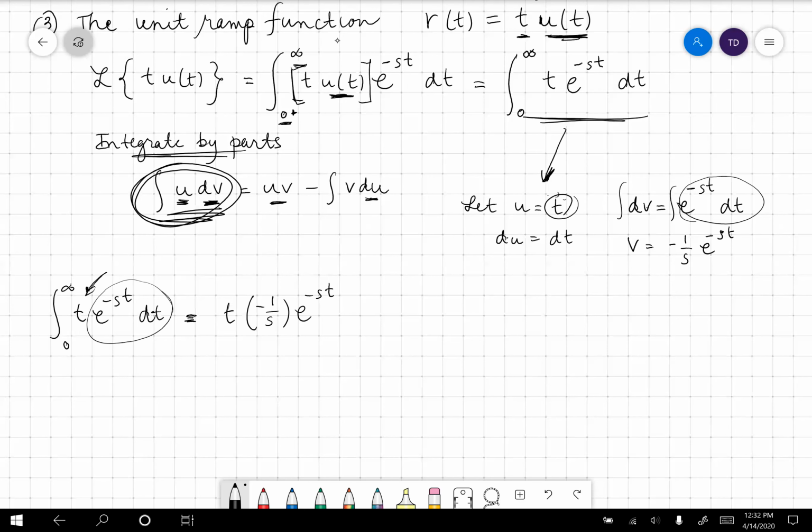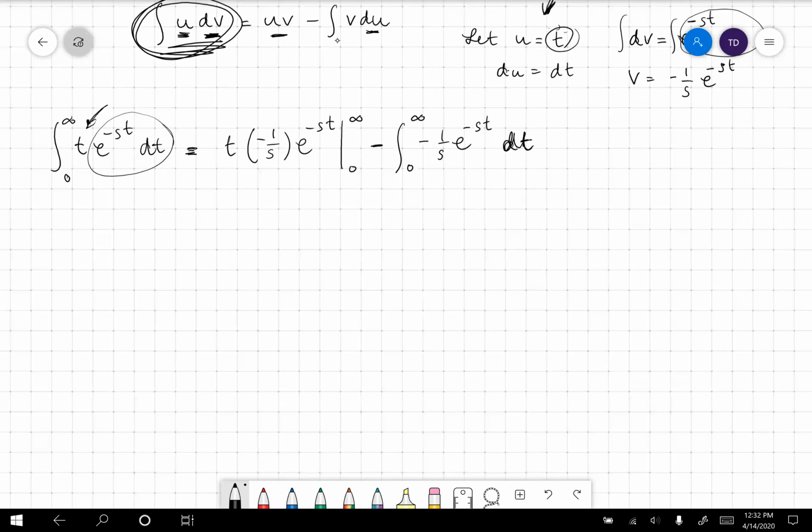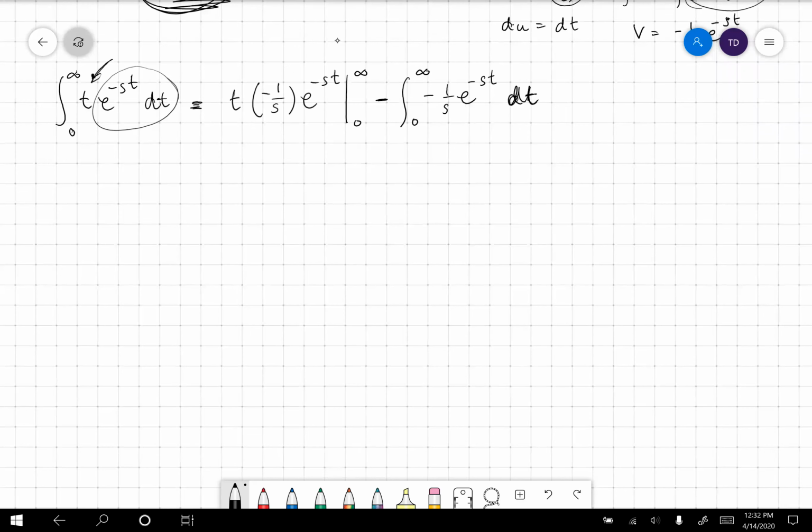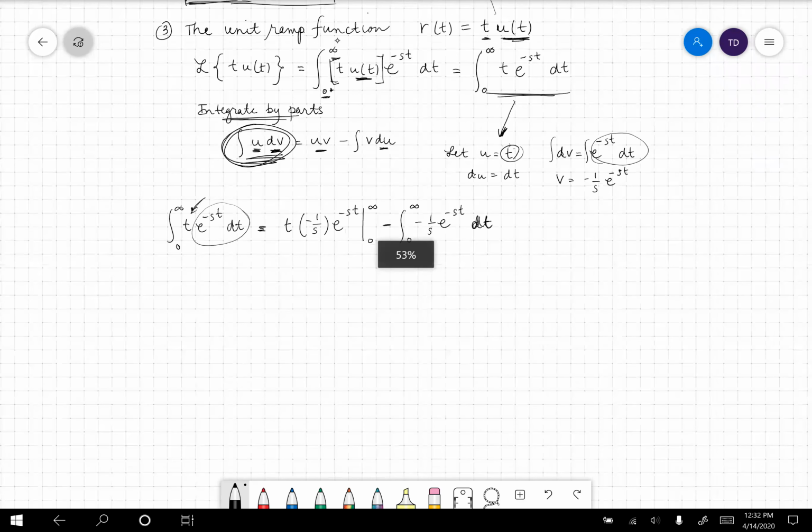Okay, and all of that, I have to include my limits. Don't forget, we have to include the limits everywhere. Minus the integral of v du. Integral, 0 to infinity, of v, minus 1 over s, e to the minus st, du, and du is dt. And of course, I've done this before, and I'm pretty good at calculus, so I knew this was going to work with integration by parts. Sometimes you do integration by parts, and it doesn't solve the problem for you. So let's look at the first part.